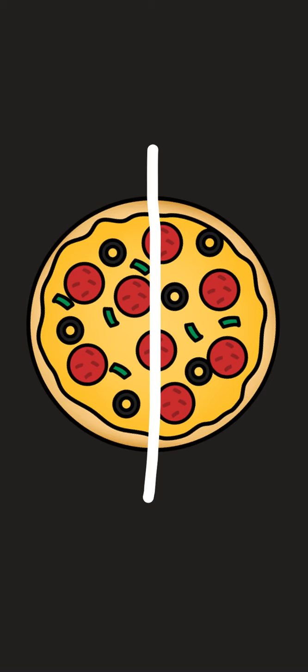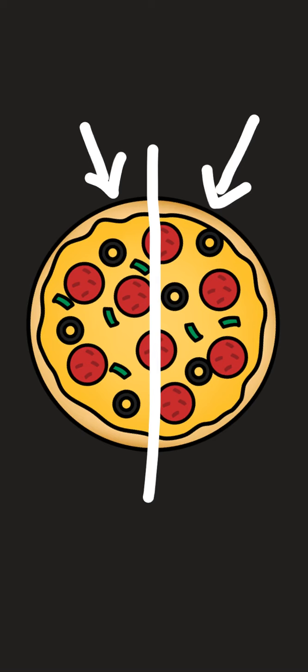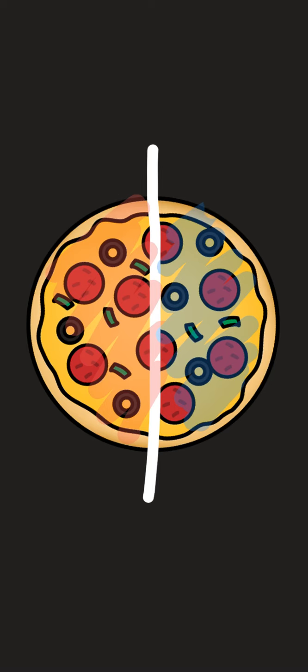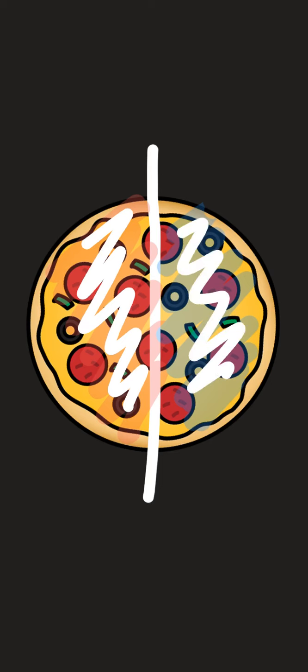So you can see I've got one part here and another part here. I've split my whole into 2 equal parts. Got one part on this side and the other part is on this side. So this side is a fraction and this side is a fraction. A fraction is simply where we split a whole into equal pieces.